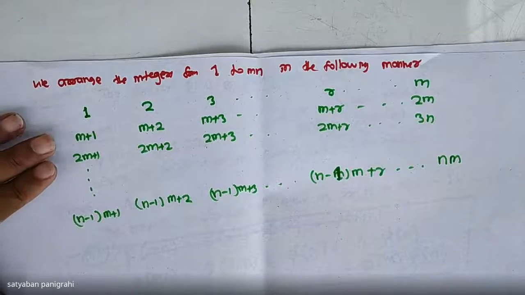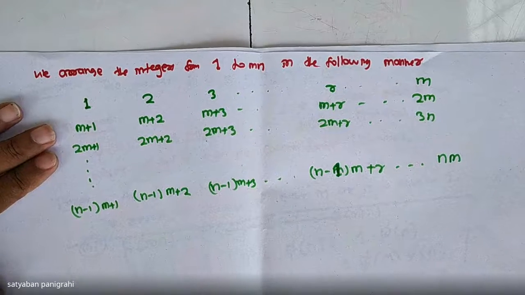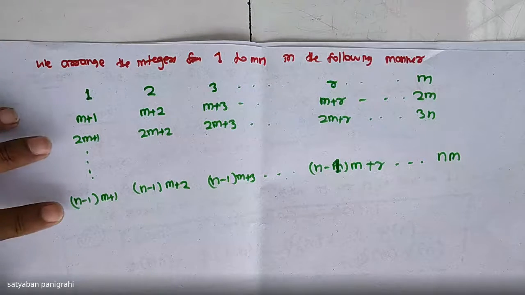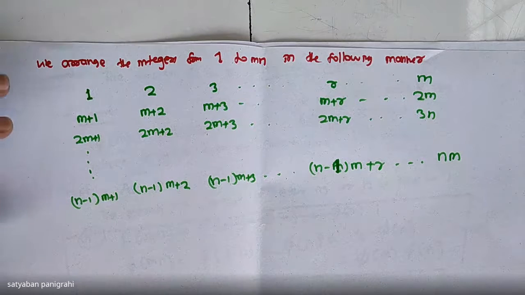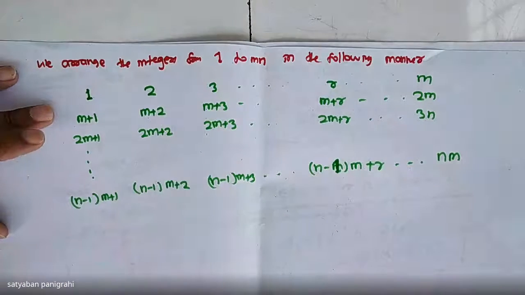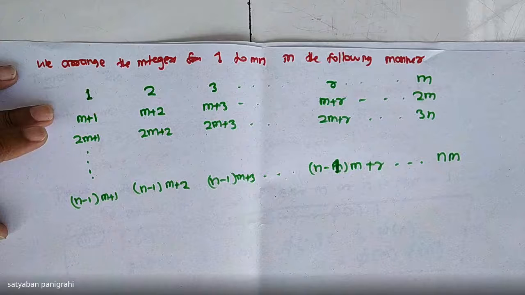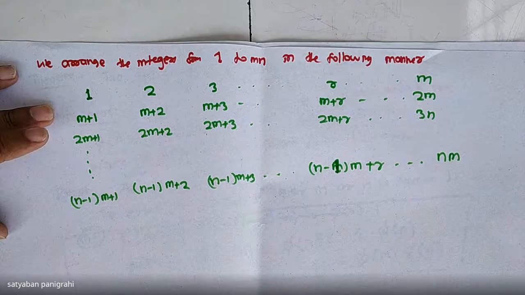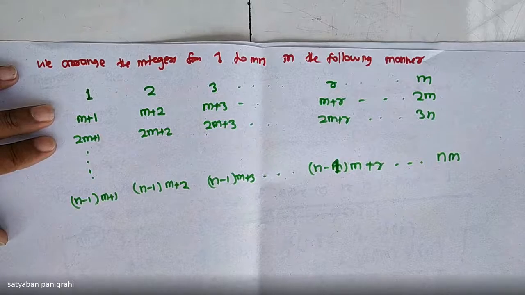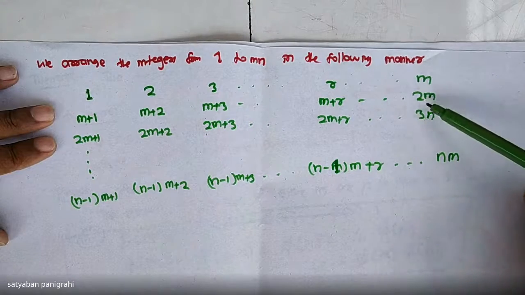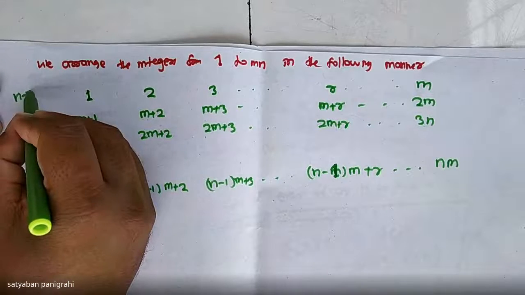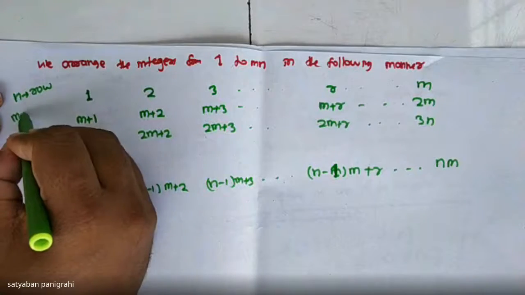Look here, what we are doing? We are arranging the numbers 1, 2, 3, 4 up to mn in this way. We are taking m number of columns and n number of rows, 1, 2, 3 up to n number of rows, and m number of columns.